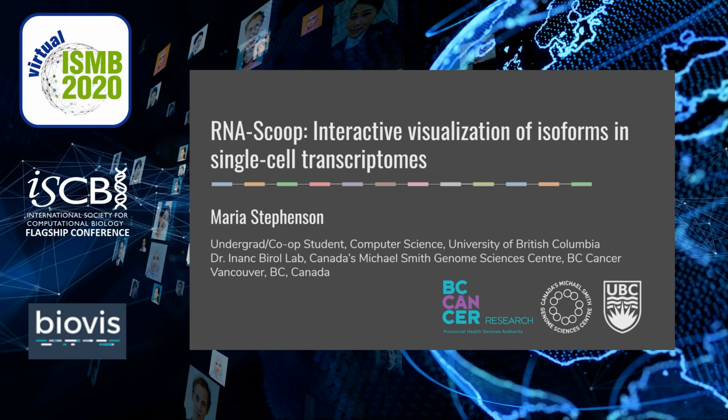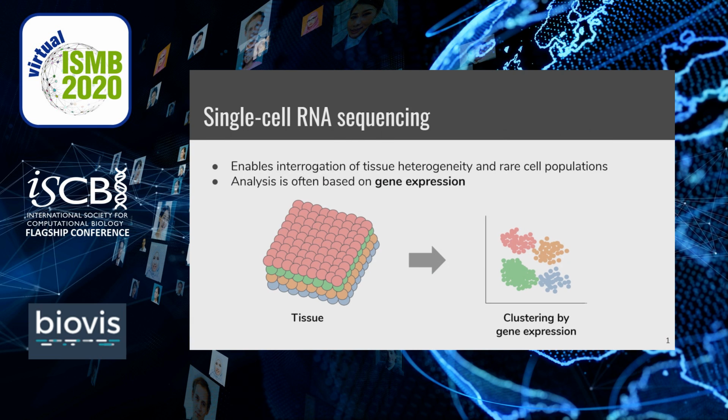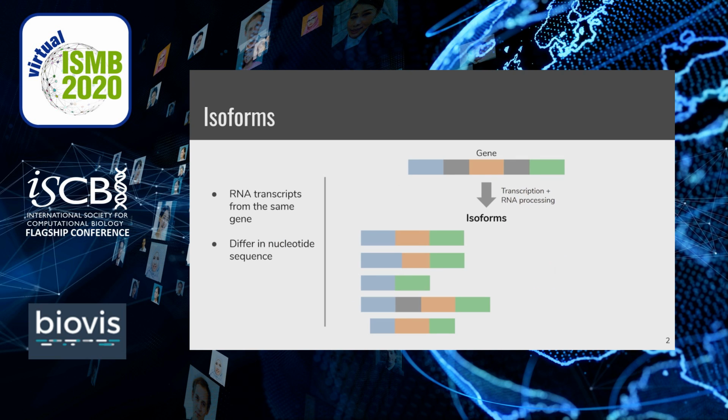Today I will be presenting RNA Scoop, a tool which provides an interactive visualization of isoforms in single-cell transcriptomes. Single-cell sequencing has become a powerful tool, allowing researchers to examine tissue heterogeneity and characterize rare cell populations. However, the majority of single-cell transcriptome analysis pipelines focus on the quantification of gene expression, ignoring information at the isoform level. Isoforms are RNA transcripts from the same gene with different sequences.